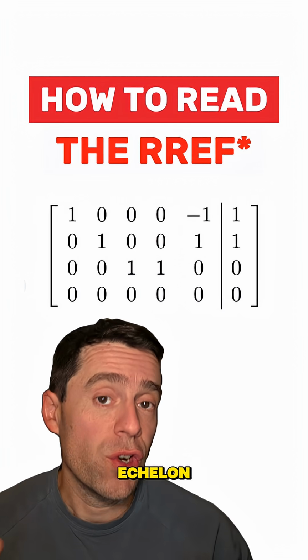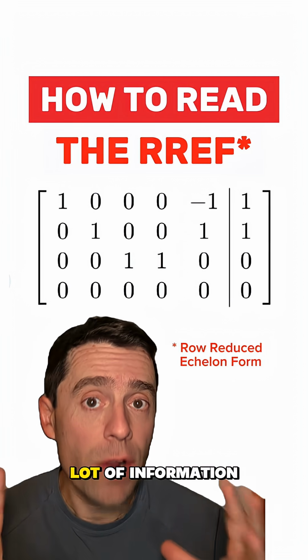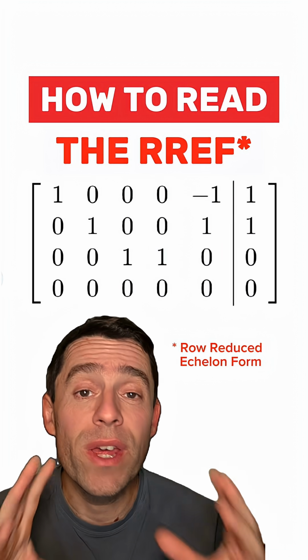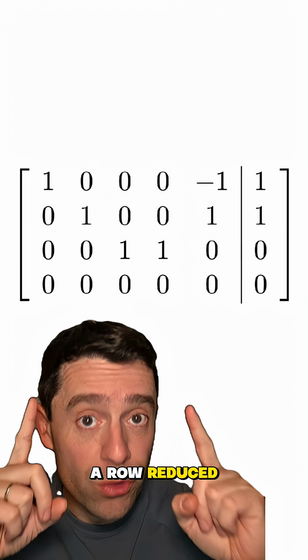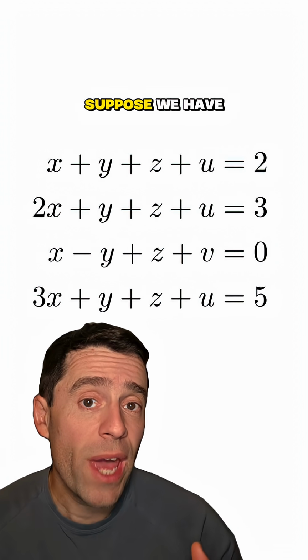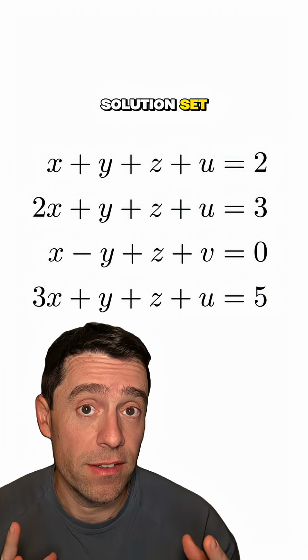The row-reduced echelon form of the augmented matrix of a linear system gives you a lot of information about that linear system. So in this video, I just want to quickly review how to analyze a row-reduced echelon form. Suppose we have a linear system, such as this one, and we want to find the solution set.